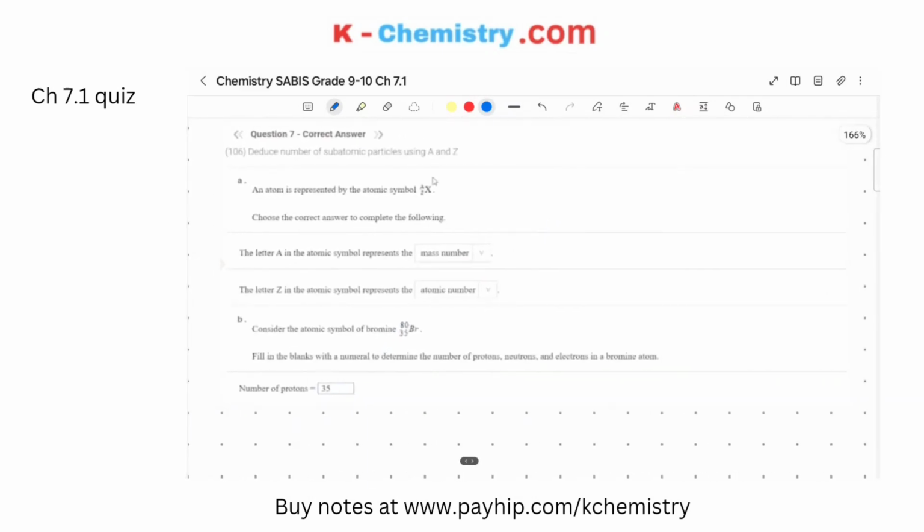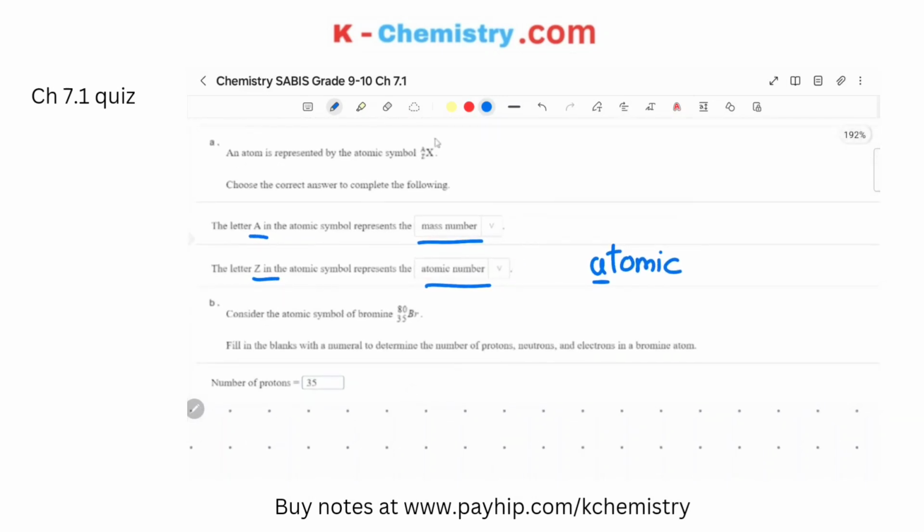An atom is represented by the atomic symbol XAZ. The A is the mass number and Z is the atomic number. Take care, don't be confused. Most people think that the atomic number is the A. No, the atomic number is Z, and the mass number is the one that's called A. So for example, bromine here has atomic number of 35 and mass number of 80. How many protons? The protons is the atomic number, so it is 35. If he asked about the number of neutrons, we will subtract 80 minus 35.